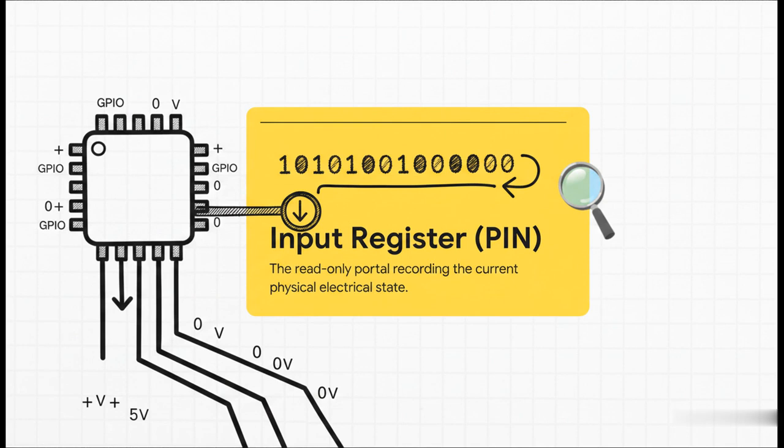Whatever physical electrical state is hitting those pins right at this exact moment, whether that's 5 volts or 0 volts, is instantly recorded in this register as a 1 or a 0. This is the exact register we query in our code to detect if someone physically pressed a button.